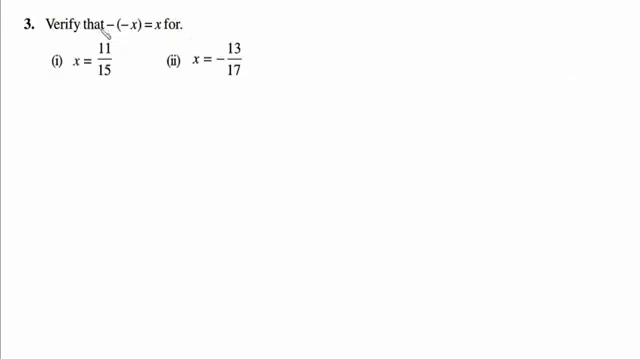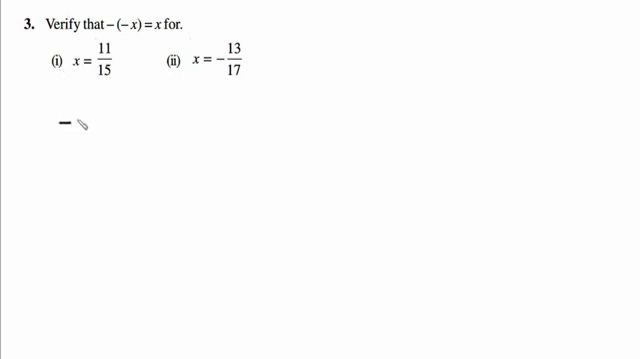Question third, verify that negative of any negative number gives you a positive of that number. We'll have to take x in the first case as 11 over 15, and in the second case x equals minus 13 over 17. So it is very similar to the previous one. So how can we do it? Let's do the first part.